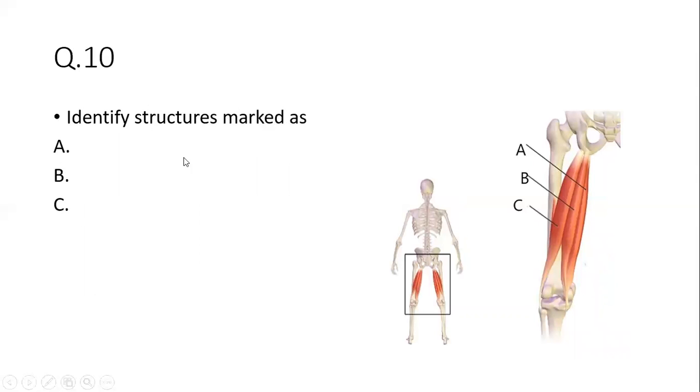Identify the structures marked as A, B, and C. So here, three structures are asked, and you are supposed to provide the names of these three individual structures. So please pay attention to the diagrams.